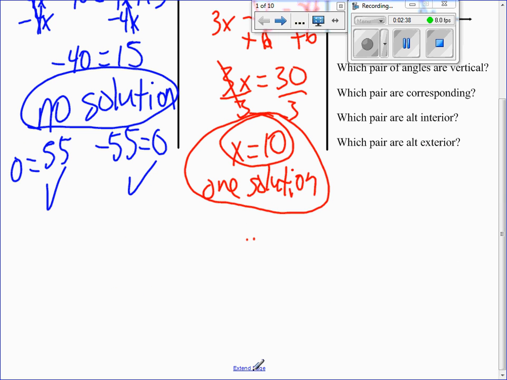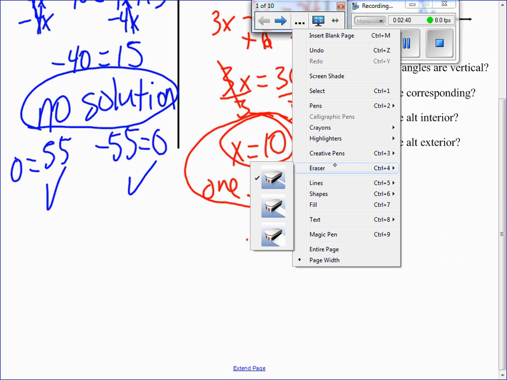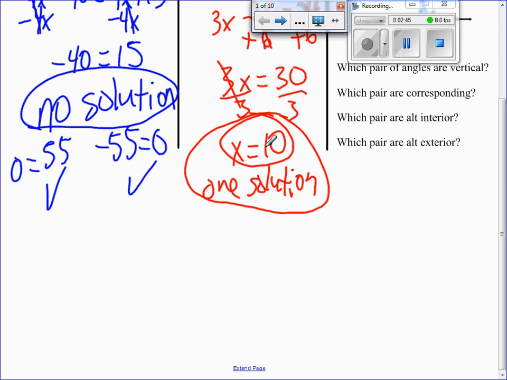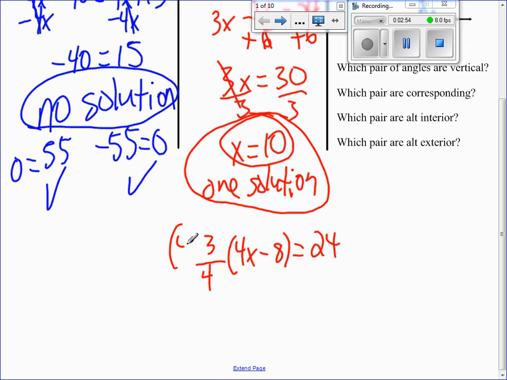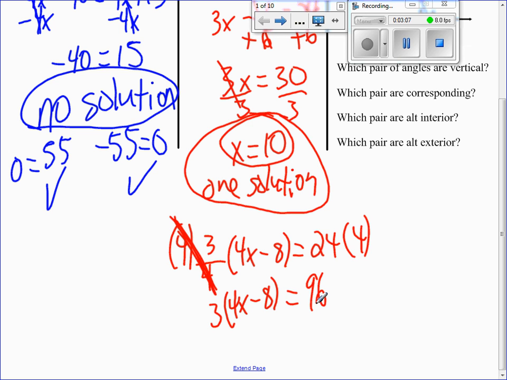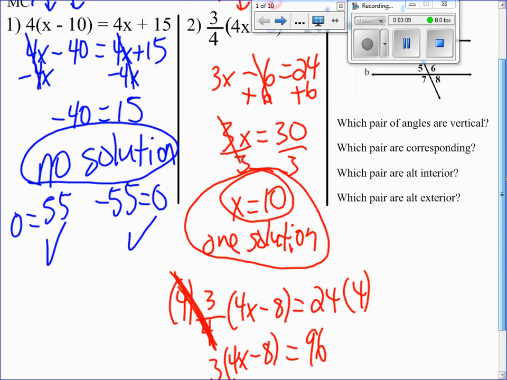The other way you could have done this is to get rid of the fraction right away. So it was 3 over 4 times 4x minus 8 equals 24. You could have multiplied both sides by 4. On the left-hand side, that gets rid of the fraction. So then you have 3 times 4x minus 8 equals 24 times 4, which is 96. So then you can just solve normally, and you'll get an answer.